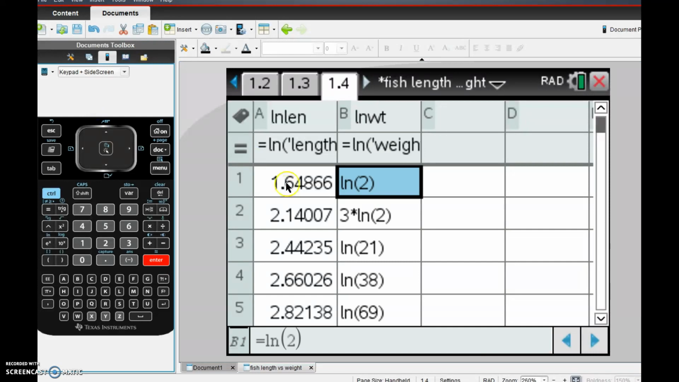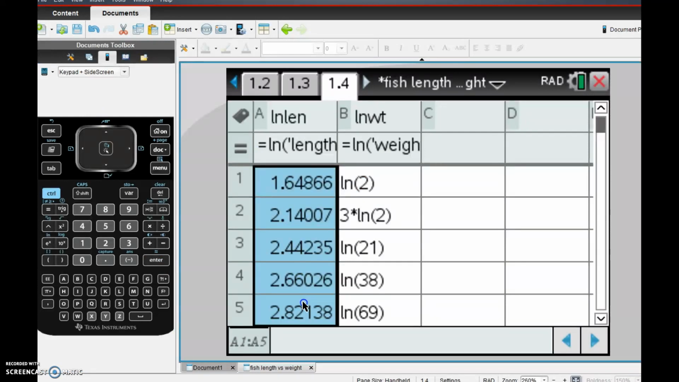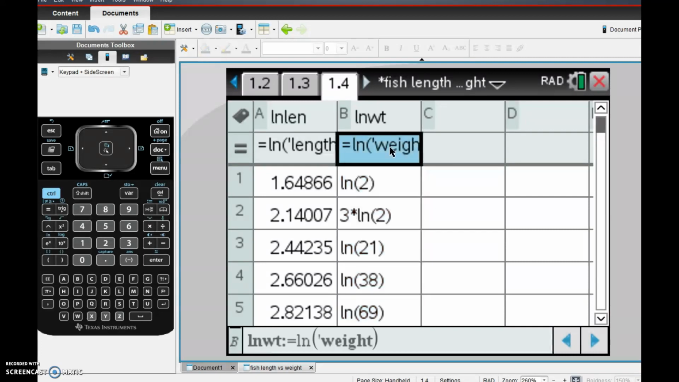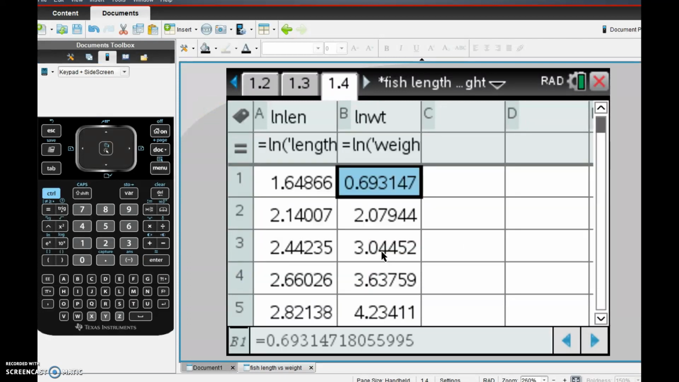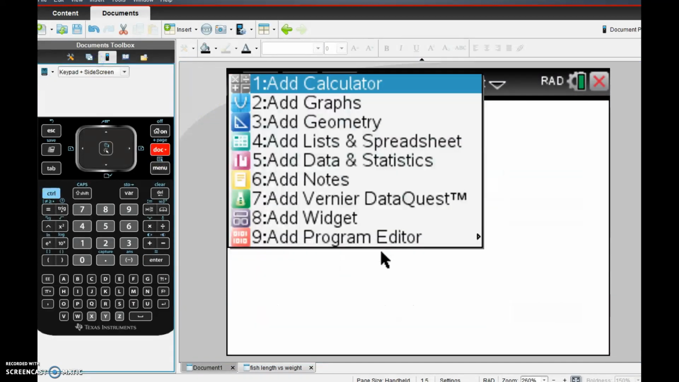So these are approximations because the raw data had decimals in it, and these are whole numbers, or exact values, because they were integers. If we want approximations, you can just multiply by 1.0, multiply by a decimal. That'll overwrite those and make them approximations, not that it matters when you plot it.